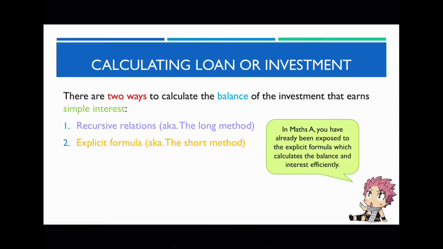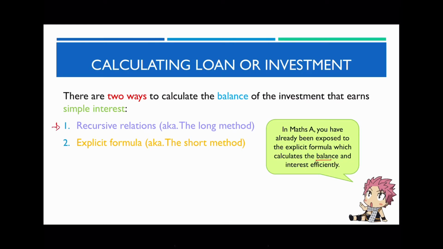Now, in order for us to calculate the balance of our loan or our investment account, we can do this in two ways, okay? We can do this by using recursive relations, also known as the long method in this case, or this could also be done using the explicit formula. So this is related to arithmetic sequences, guys. I wanted to let you know that in Maths A, we've already been exposed to the explicit formula, and using the explicit formula helps us to calculate the balance as well as the simple interest earned quite efficiently. But what we haven't looked at so far is how we actually express or model this using recursive relations.